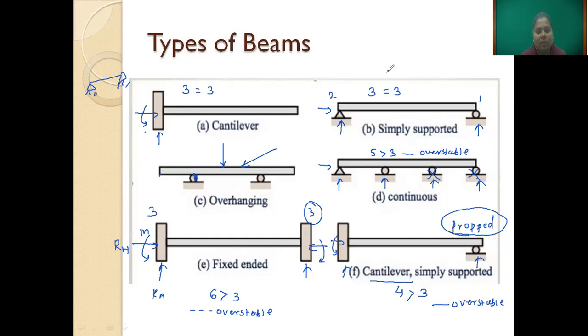So all of you please draw these figures. Then we will move towards types of loads. So please draw fast and let me know after your drawing is over.